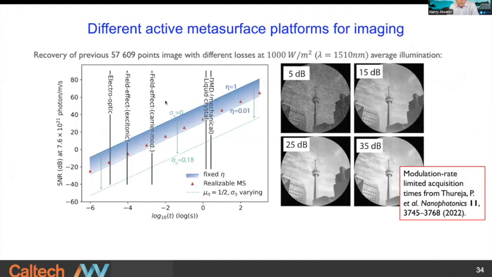Of course, there are different possible active metasurface platforms. I described those at the beginning of my talk, such as digital micromirror devices, liquid crystal devices, field effect carrier modulation like the ones I showed you here, or, for example, electro-optic devices that a number of groups are quite interested in. And the recoverable information is going to be limited either by the image acquisition time. For example, liquid crystals are reconfigured relatively slowly at the millisecond range. Electro-optic devices could operate in the nanosecond to picosecond regime.